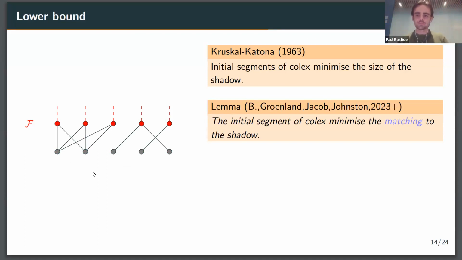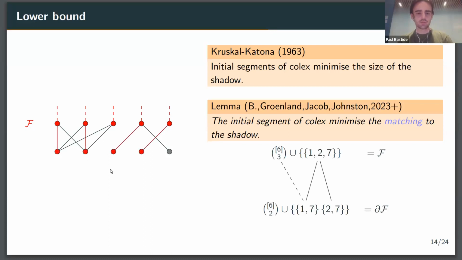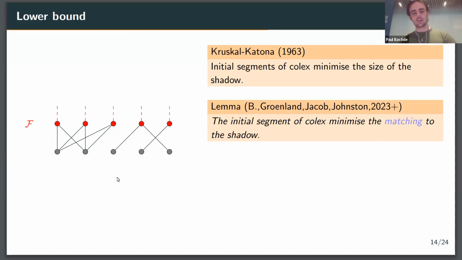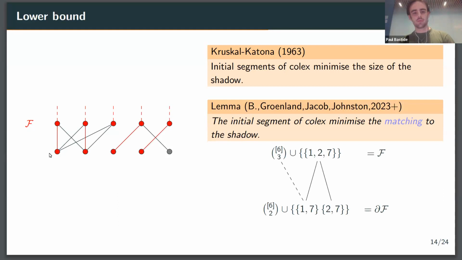And so we proved that, in fact, if you also want to minimize the matching into the shadow, then you also need to take the initial segment of colex. So no surprise, but we still need something like this. And why is it useful? You can see that in this example, even though the shadow is of size 5, if I want to continue my chain downwards, I can only continue 4 of them because my maximal matching is of size 4. Okay, that's just to give you an intuition of why we care about this matching and not just about the size of the shadow. And interestingly, the size of this matching is not just the size of the shadow. It's not as simple as this.